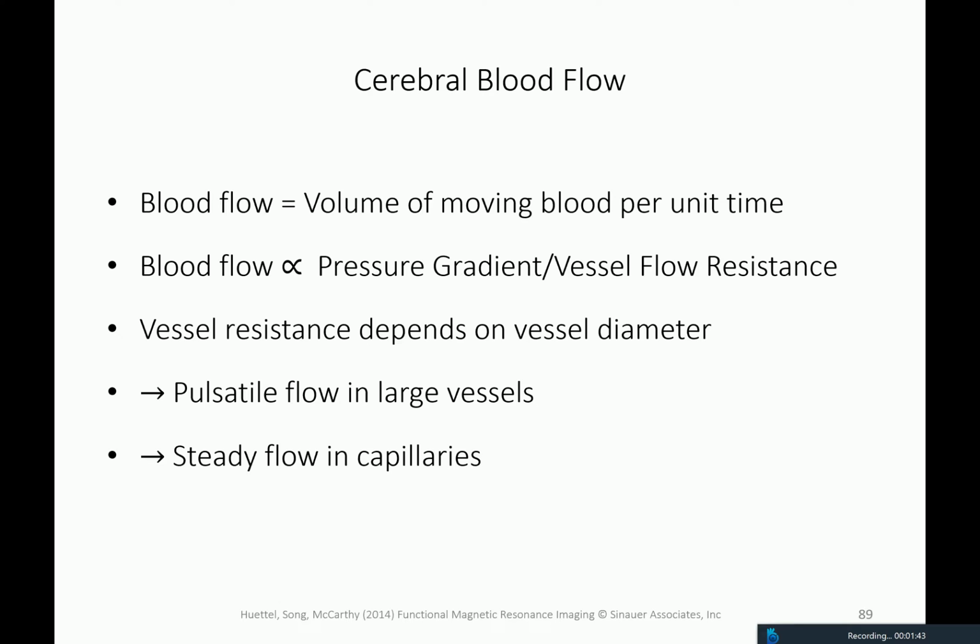So if you have in mind that the heart is beating and there's this pulsatile flow in large vessels, in terms of the physics of the vascular system, you can show how things are set up, that this pulsatile flow in large vessels, due to the beating of the heart, turns into a steady flow in capillaries in the periphery.